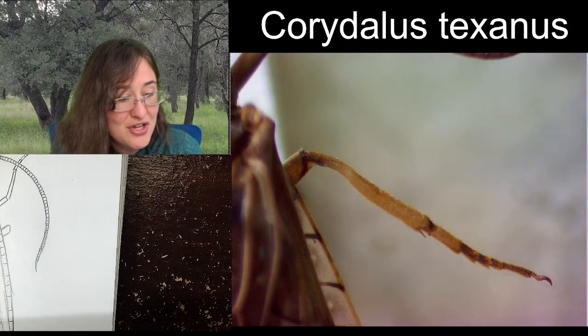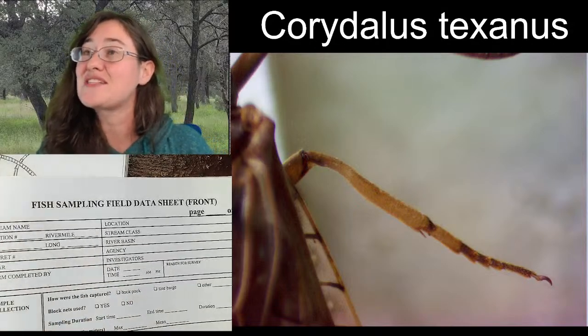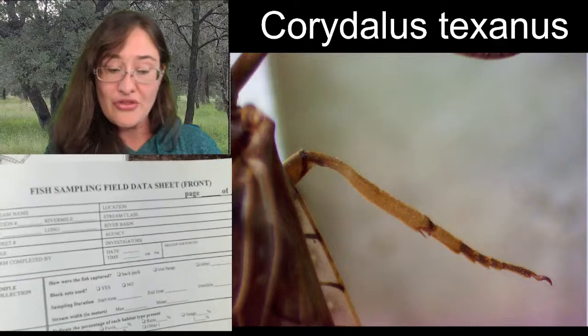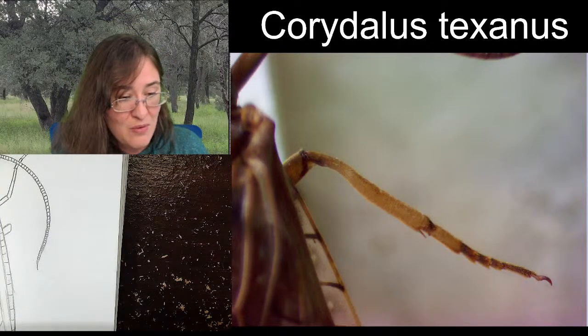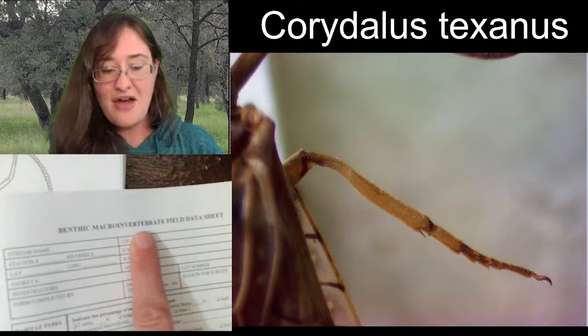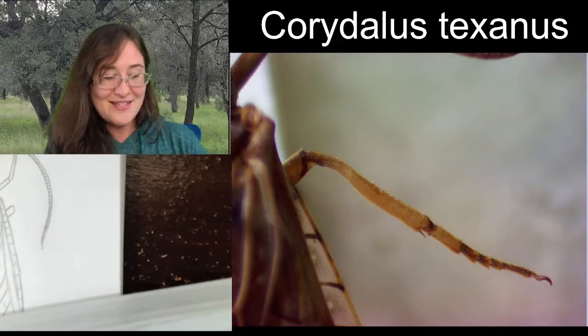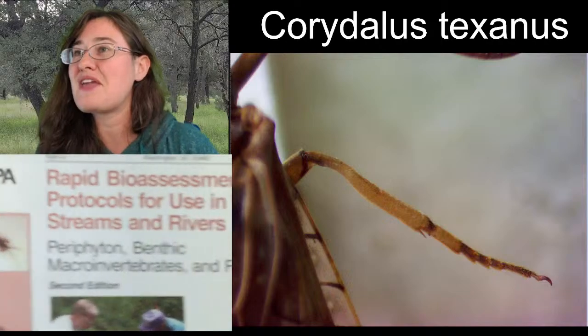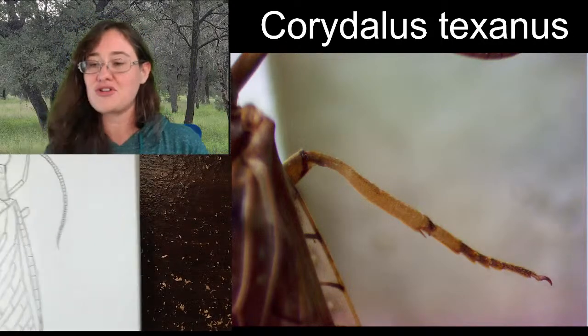It also gives you things like the sampling data sheets that the government uses. So this is a fish sampling data sheet, but they have the insect sampling ones in here too. There we go, the macroinvertebrate field data sheets. So this is a really cool book from the EPA that gives you everything that you need for bioassessing your streams and rivers.